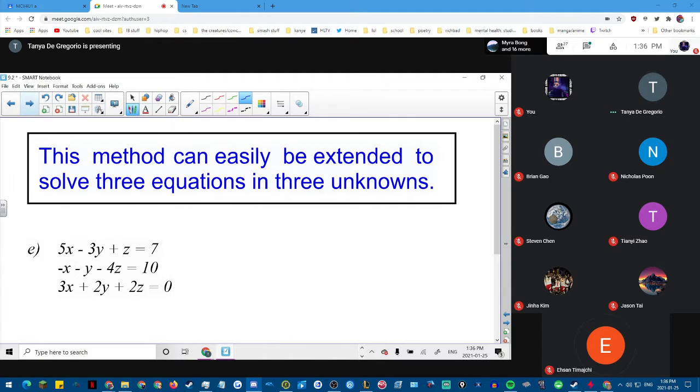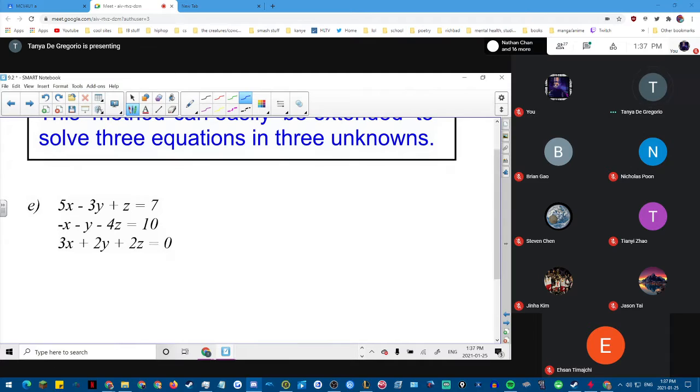Yeah. Okay. So this method can easily be extended to solve 3 equations in 3 unknowns. So let's do this one. And this is when this starts to become really useful because like I said, substitution elimination with 2 equations is not bad. It's not even really that bad with 3, but you know, it's a little tedious. We saw that in our last lesson.